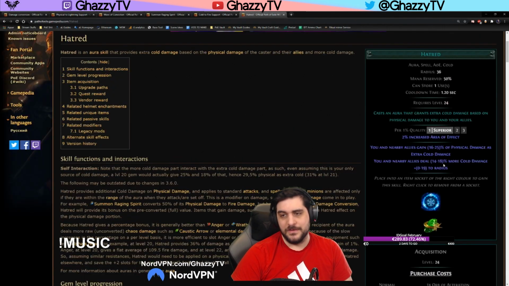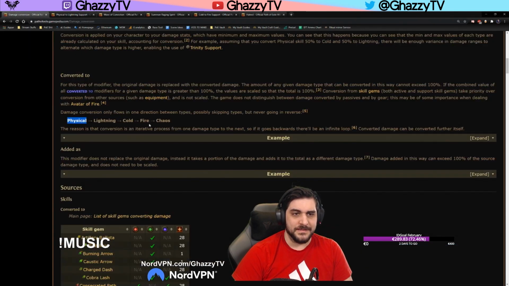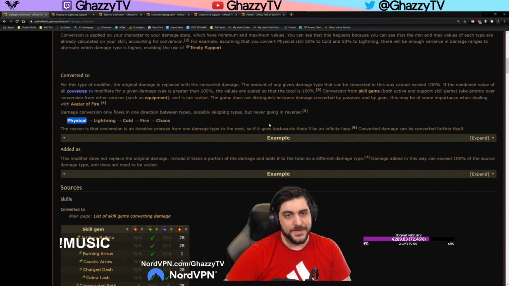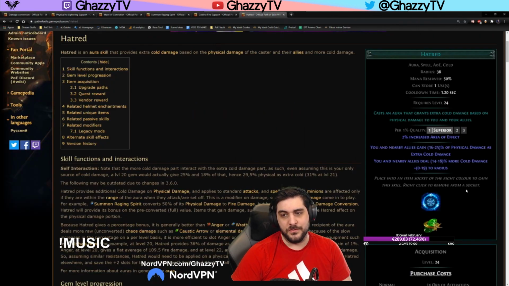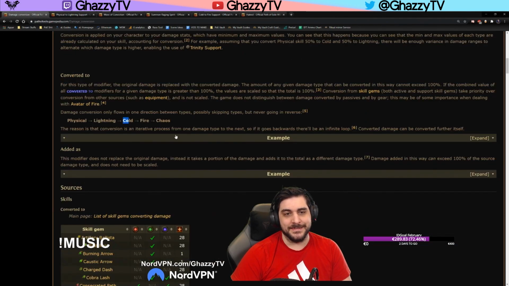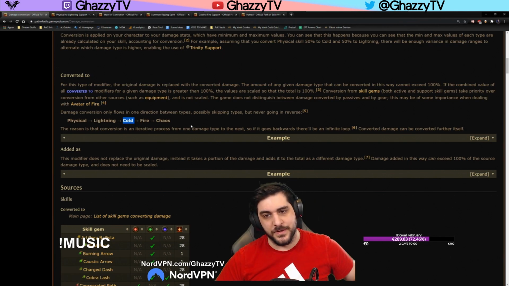And then it also gives you 18% more cold damage, which means that the physical as extra cold gets further scaled by the more cold damage. And since we're converting everything to cold, that 18% more cold damage is also applied on the entirety of the pool of damage that they're doing. That's called double dipping because we're basically scaling 2 different sources with 1 modifier.